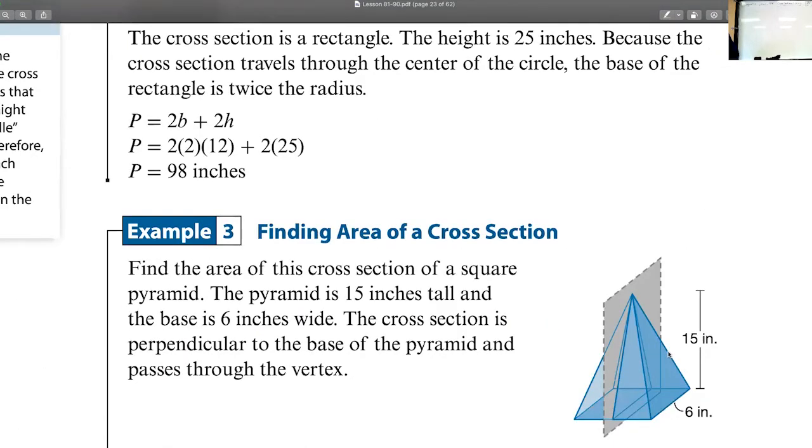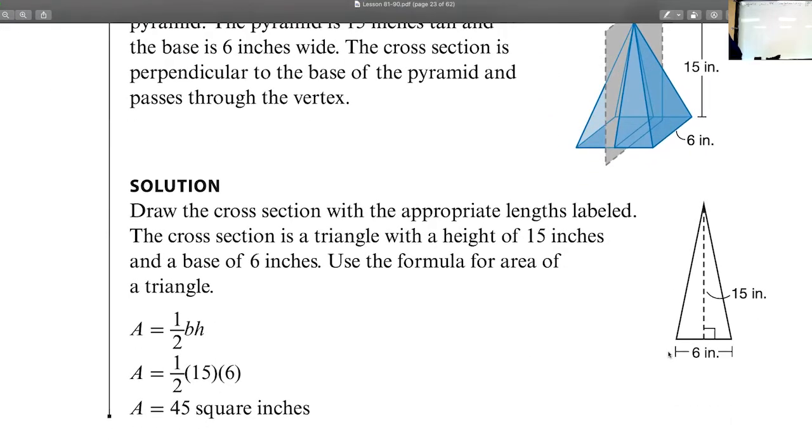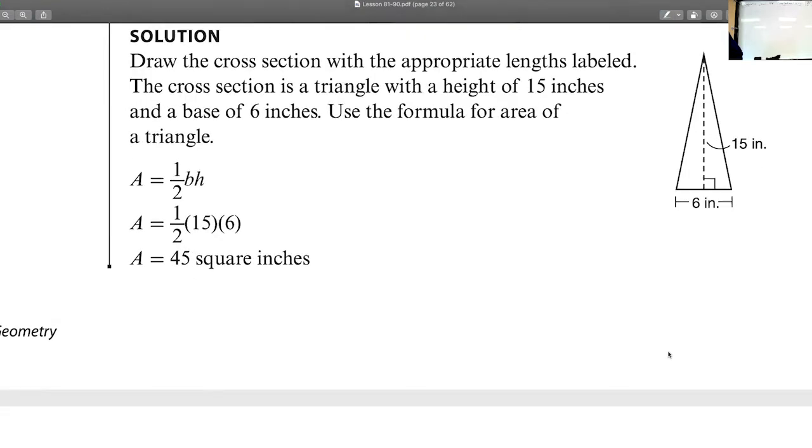Okay, what's that cross section? A triangle. Just a triangle. How do you find the perimeter of that? Well, you would have to know the slant height, but they don't give it to you. So maybe it's the area. How do you find the area of that cross section? Base times height divided by 2. What's the base? 6. What's the height? 15. 15 times 6 is 90, divided by 2 is 45. 45 square inches.